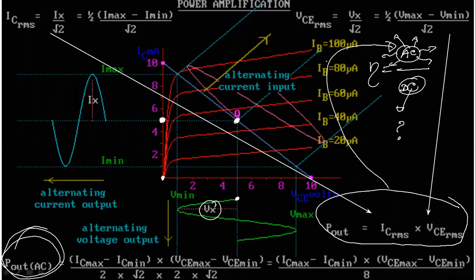Please draw this graph also and show the variations of the input signal and output signal of this IC and VC.